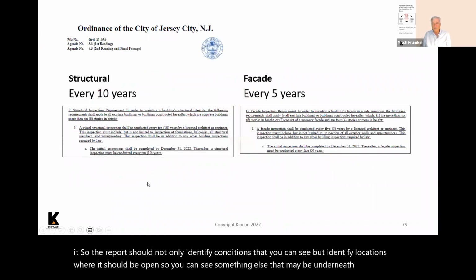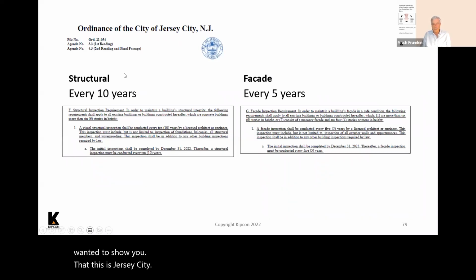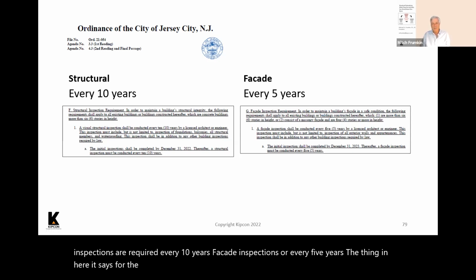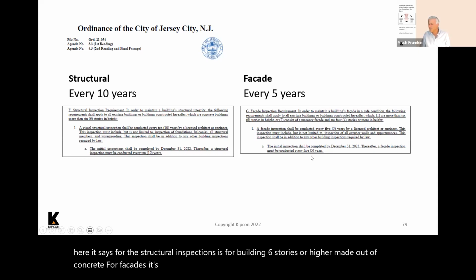Now, I just wanted to show you that this is Jersey City. This is the ordinance of Jersey City that came out as a result of what happened in Florida. Structural inspections are required every 10 years. Facade inspections are every 5 years. The thing in here, it says for the structural inspections, it's for buildings 6 stories or higher made out of concrete. For facades, it's for buildings even less than 6 stories and every 5 years.